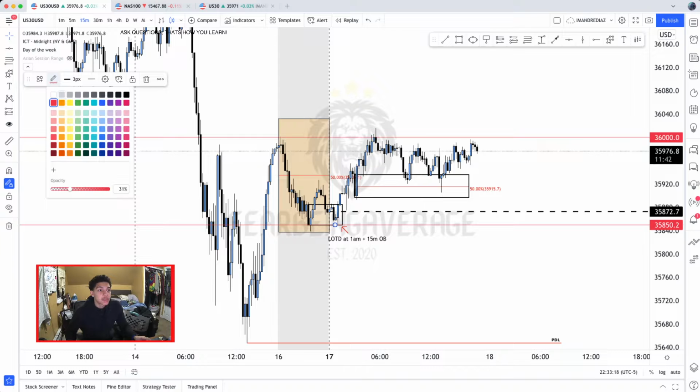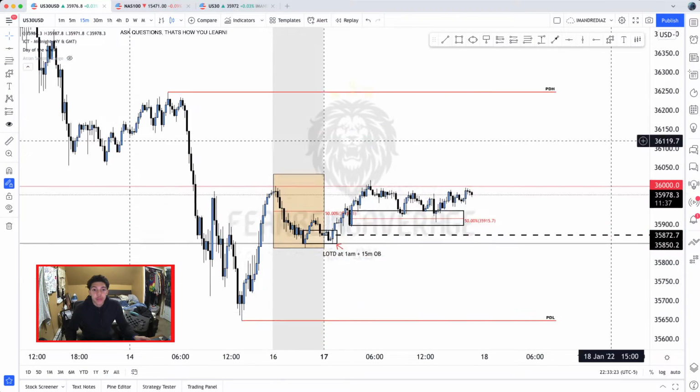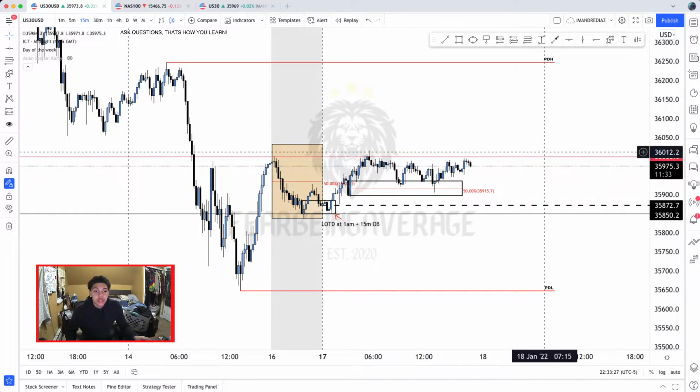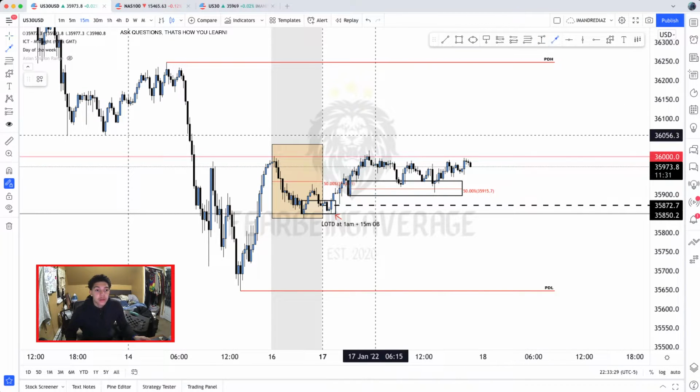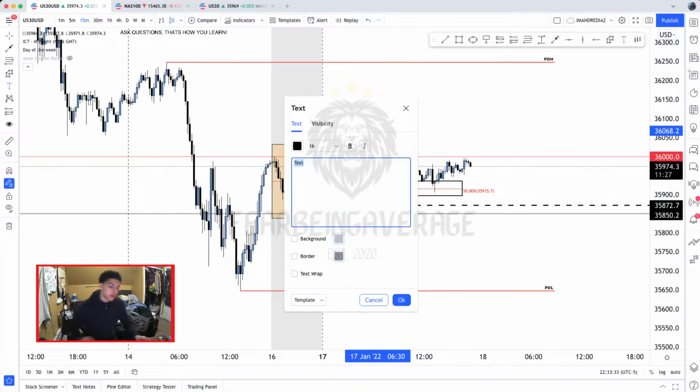So this is where price made the low of the day. This isn't a big figure level, it is a mid figure level, so that's why I made this one black instead of red. So you can see price targeted the 36,000, and this made the high of the day. So we're gonna annotate that. We got that right there.